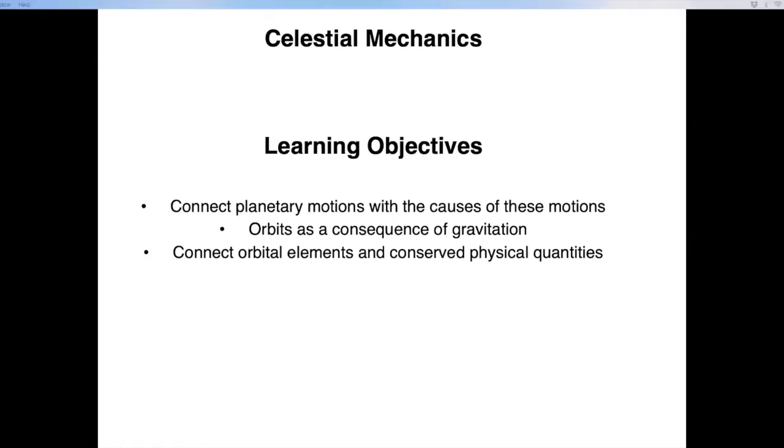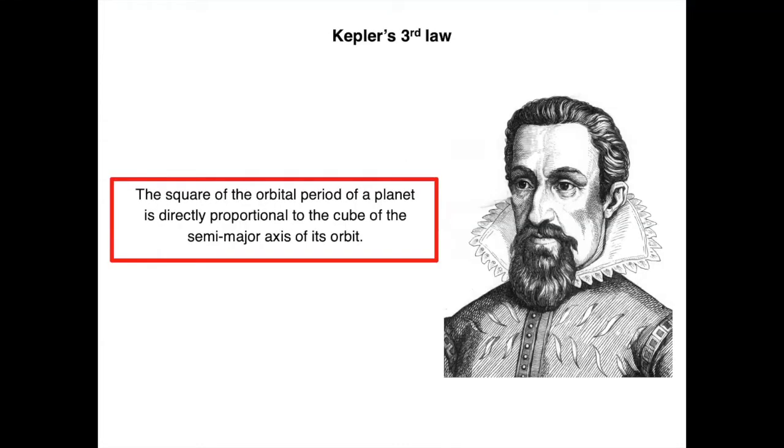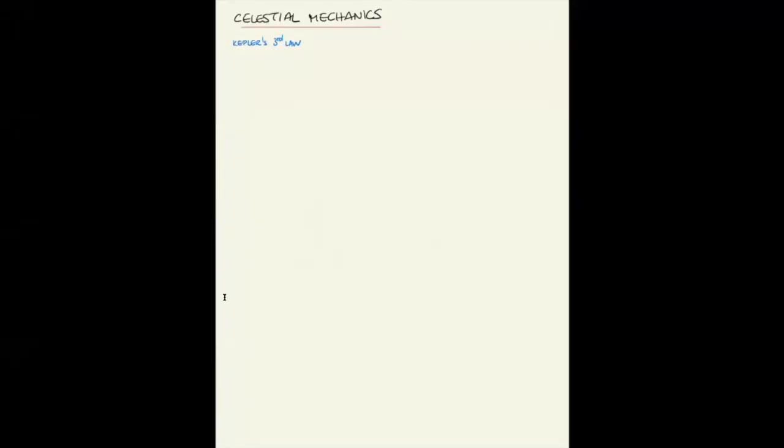So let's start from Kepler's third law. The law states that the square of the orbital period of a planet is directly proportional to the cube of the semi-major axis of its orbit. So this law implies something interesting about the velocity of the planets.